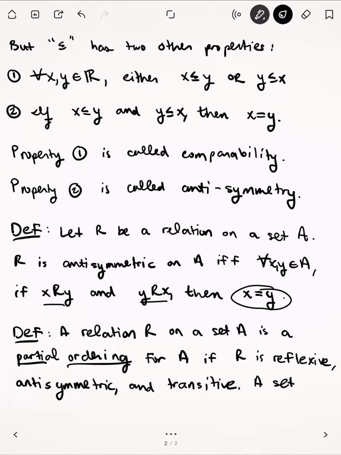A set with partial ordering is called a partially ordered set, or a poset. Okay. So let's see an example of this.